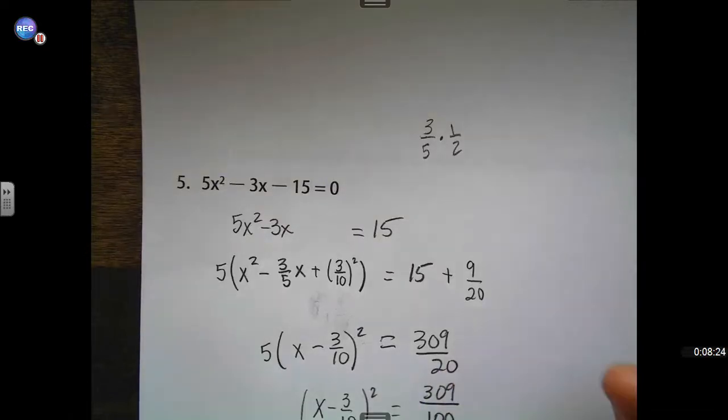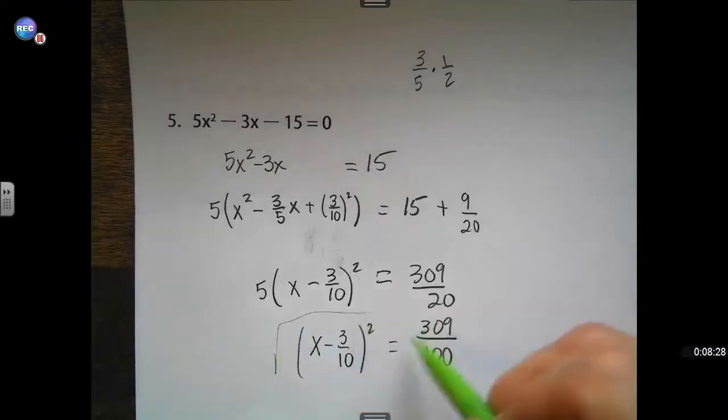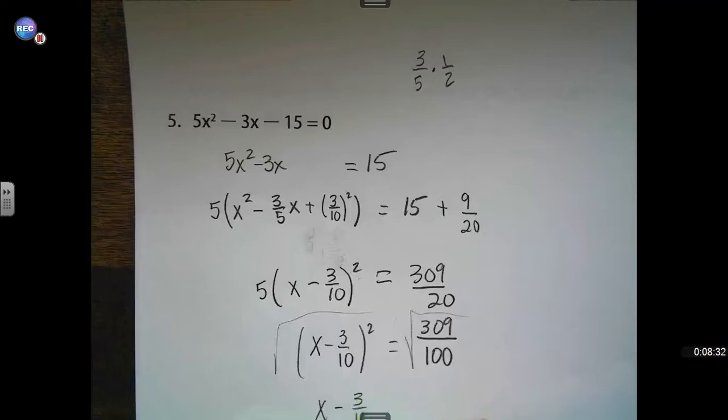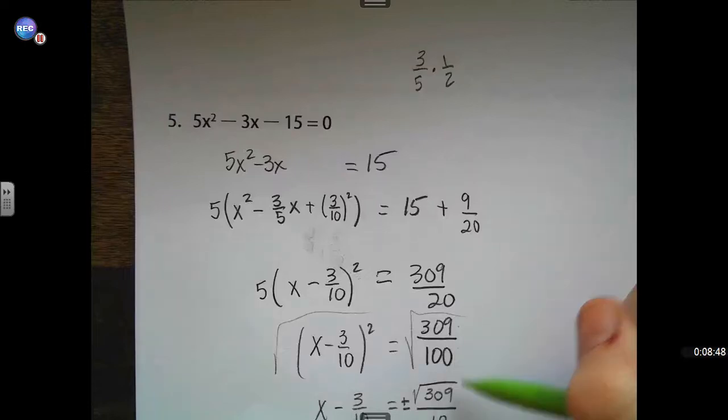Okay. Now I take the square root of both sides. Boom, boom. And I get x minus 3/10 equals the square root of 309. Oops, I forgot my plus or minus. Over 10. Because I take the square root of the top, square root of 309, and I take the square root of the bottom, square root of 100 is 10.